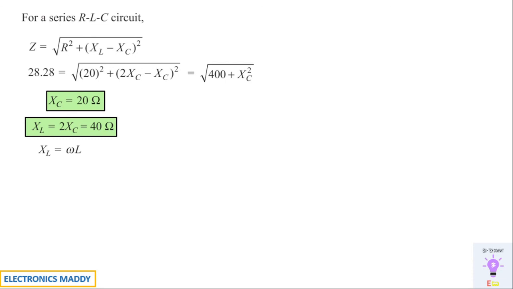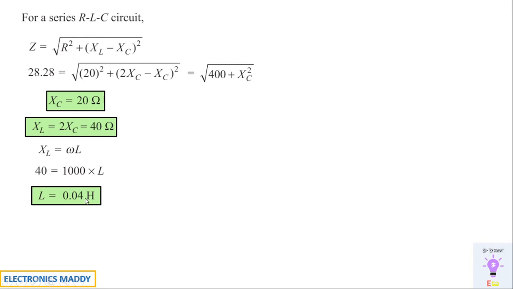So we know that XL is equal to omega L, that is 2 pi FL. Substitute the value. Omega is given, so substitute the value. Omega is given from the equation, that is 1000 t. In terms of that, it is written, so 40 is equal to 1000 into L. So substitute and you'll be getting the value of L.